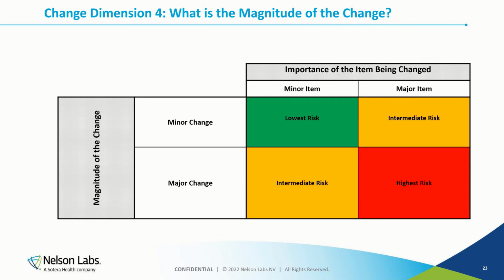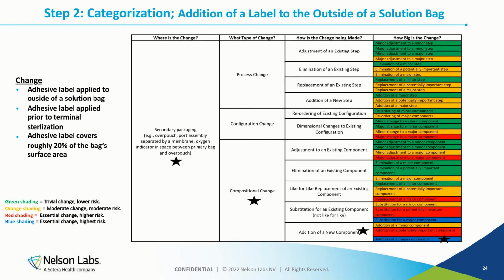And last but not least, you're guesstimating. You're estimating what is the magnitude of the change based on 2 things. Is it a big change? Again, what is the magnitude of the change? And what is the importance of the item being changed? Okay, again, this is the most qualitative dimension. Maybe when I walk through an example or two, it might be a little bit clearer.